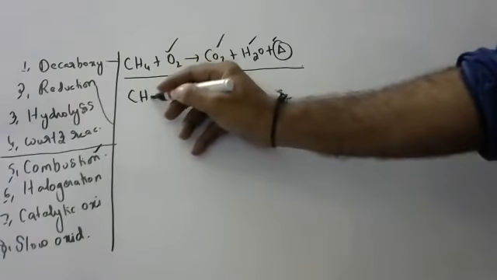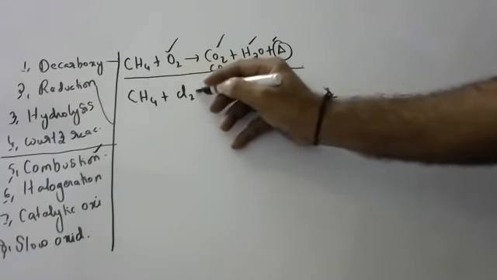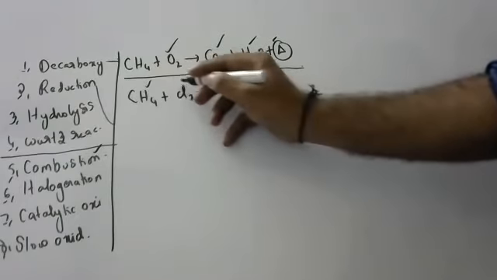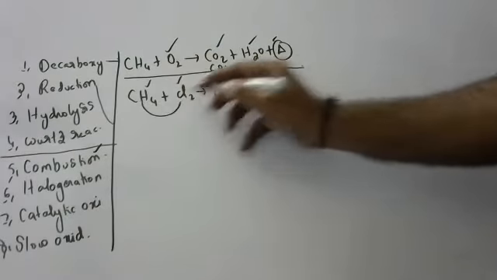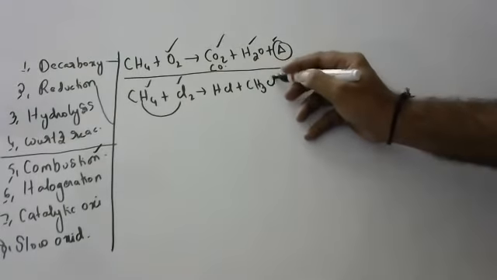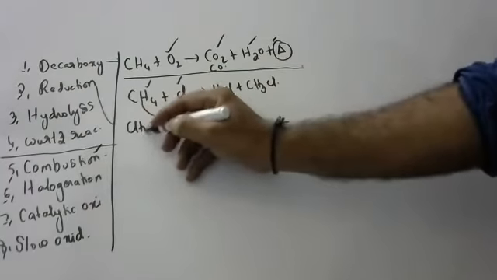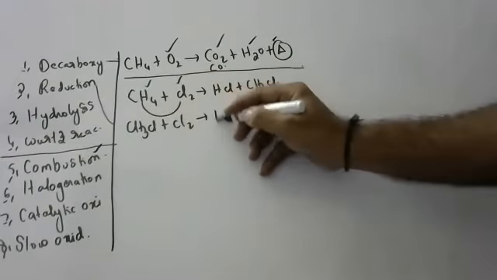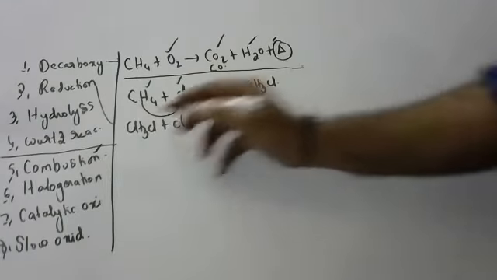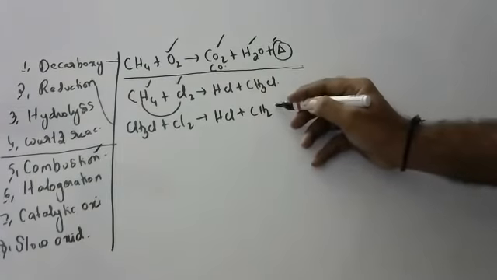Halogenation means, listen carefully, add chlorine to methane. What do you get? One H and one Cl will go out as HCl, and what is left over? CH3Cl. Take CH3Cl and again add chlorine. One H, one Cl goes out as HCl. What is left over? CH2Cl2.